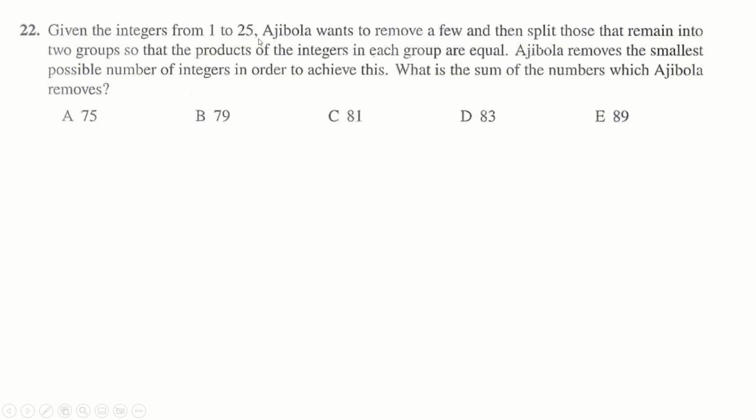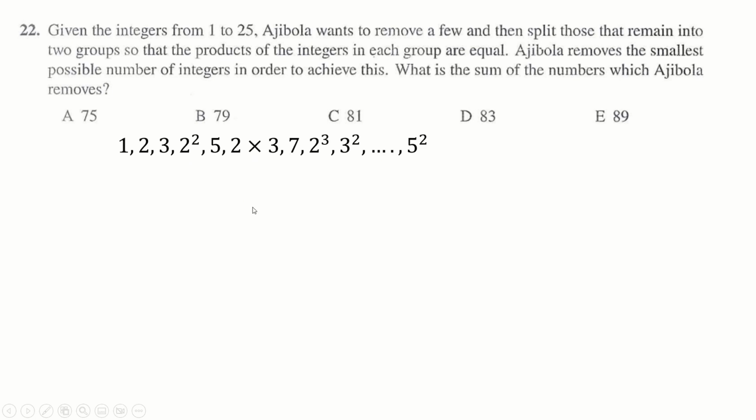Integers 1 to 25, this person wants to remove a few and split the remaining so that they have products that are equal. As soon as you see products, you need to think prime factors, because that's how we really make products without actually having to multiply them together. So the numbers written as prime factors are 1, 2, 3, 2 squared, which is 4, 5, 6, which is 2 times 3, and so on. And what I did at that point, all the way up to 5 squared, which is 25.